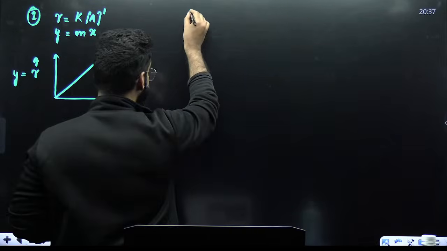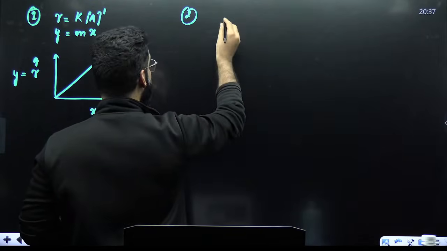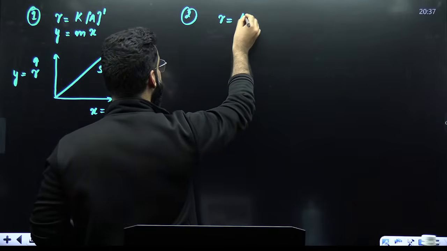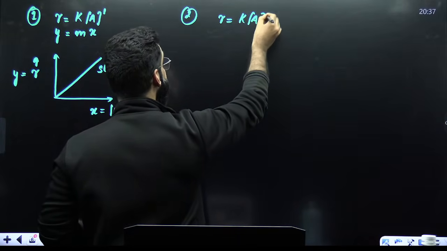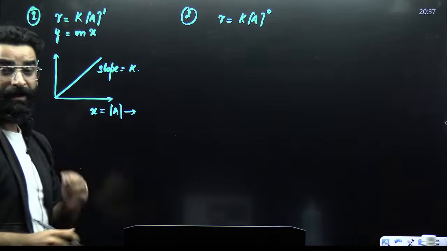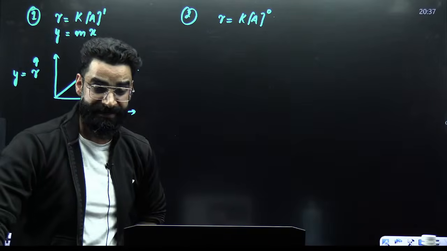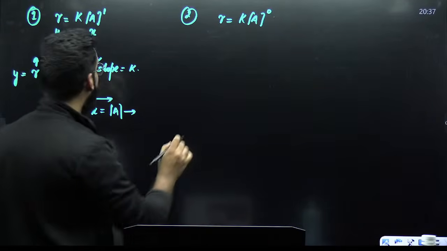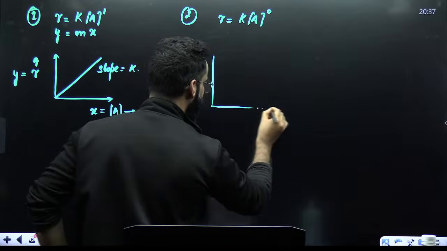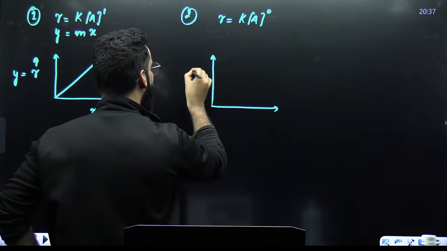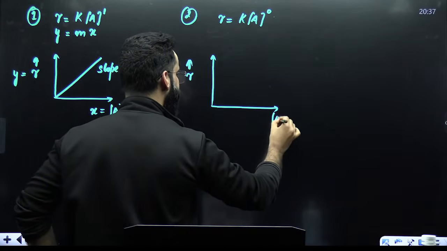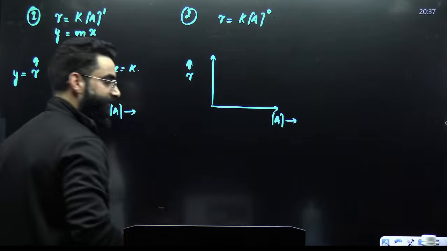For example, my dear students, I have got the equation R is equal to K, concentration of A raised to power 0. And I have to plot a graph between R and concentration of A. What would be the nature of the graph?